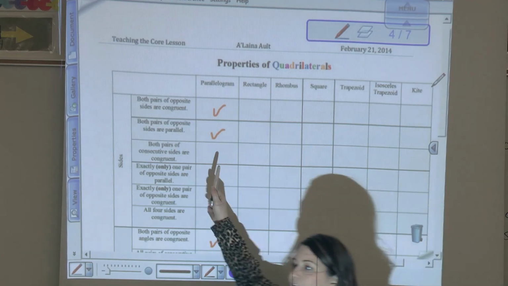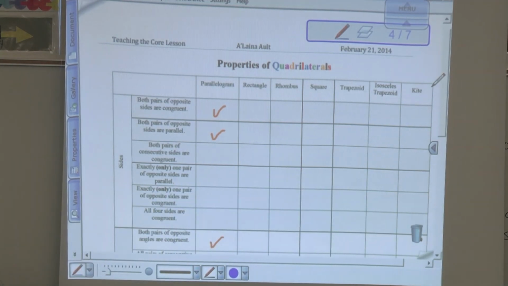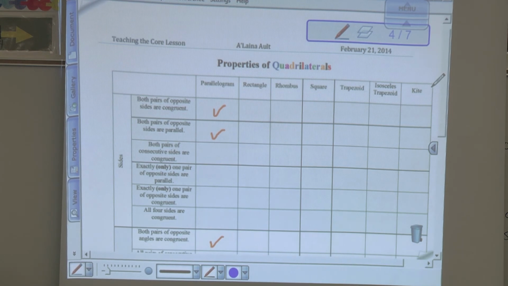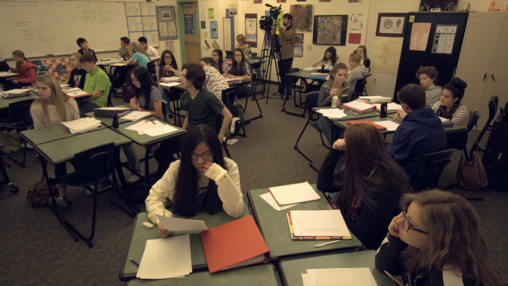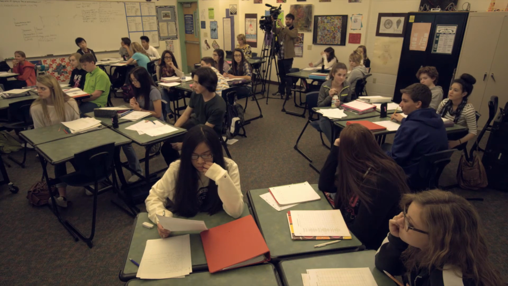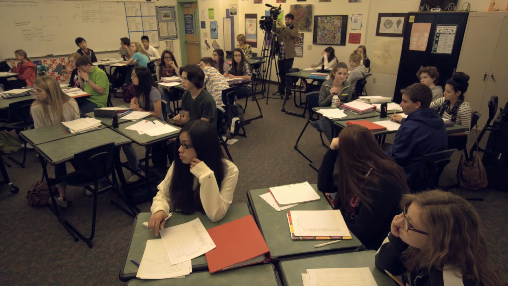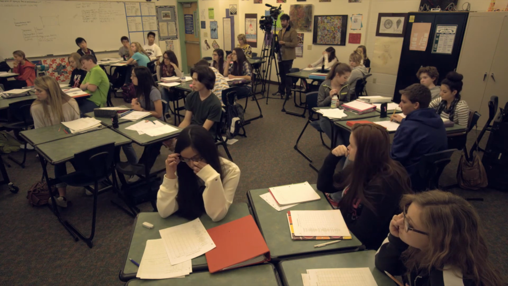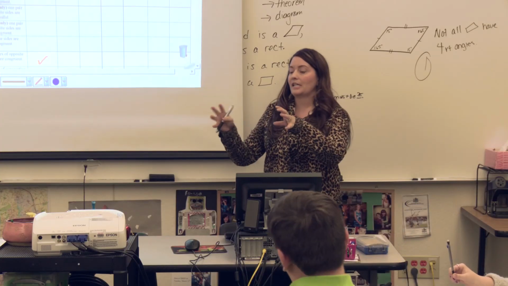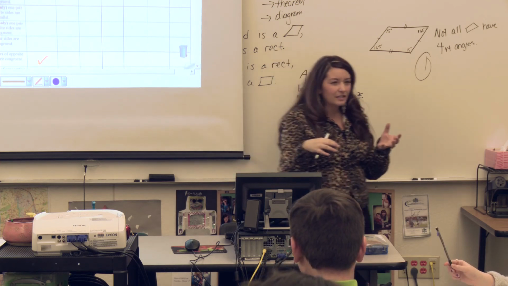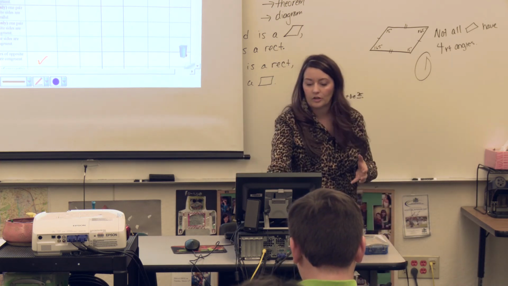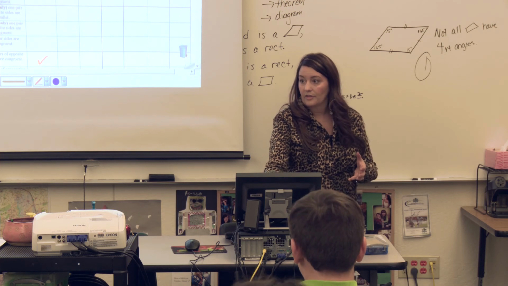What do you think? Are there going to be any changes to the sides when we're talking about rectangles? No. Why not? Because it's just a parallelogram with 4 right angles. So when we gave that definition of a rectangle, we didn't add any information about the sides. We just added information about the angles. Okay? Does that make sense? So these are still going to be the only two properties that are true with the sides.